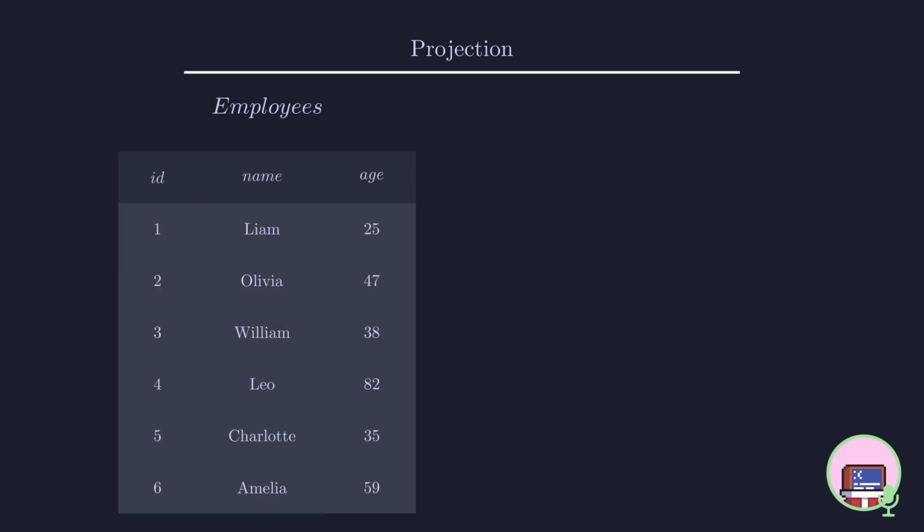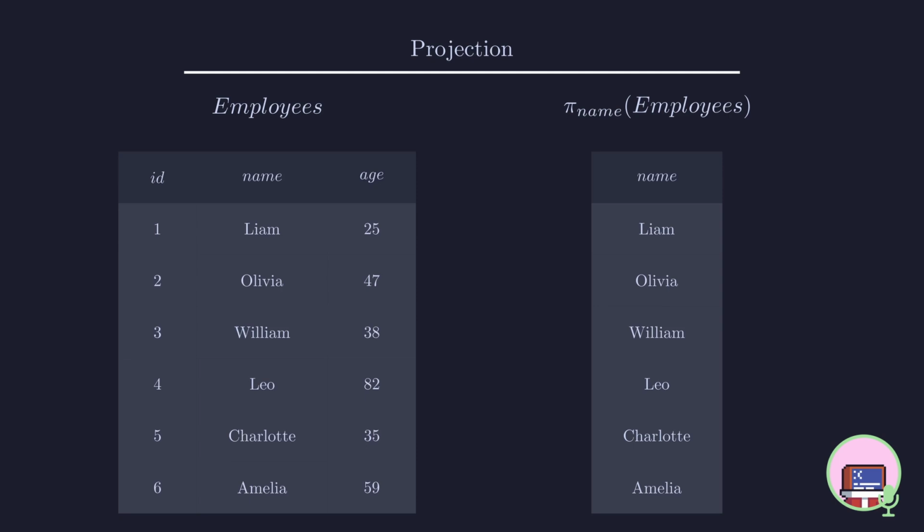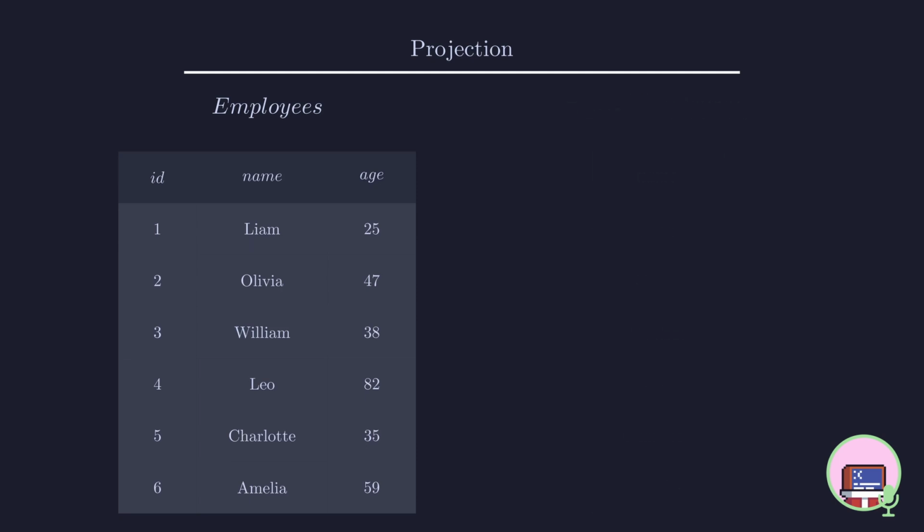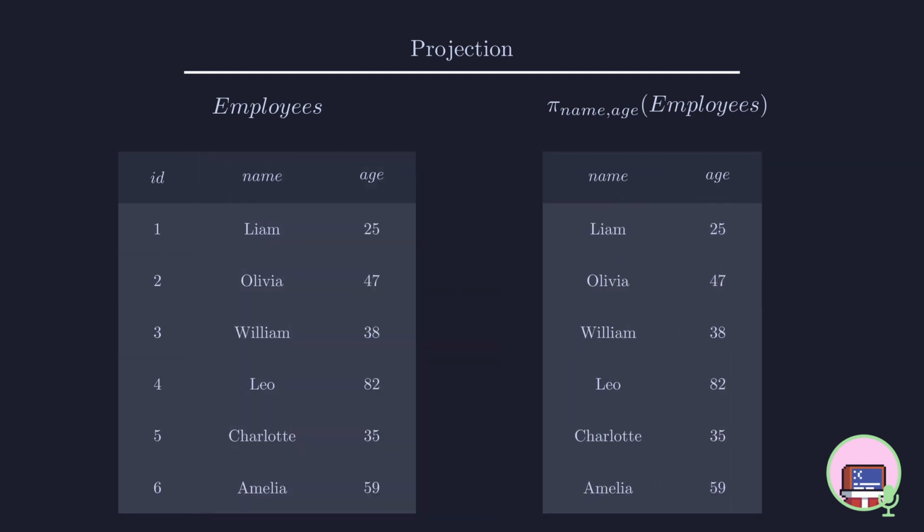If we have this relation named employees with attributes ID, name, and age, then the projection of employees on the attribute name is equal to a relation containing only the name column. Similarly, the projection of employees on name and age is equal to a relation containing these 2 columns.